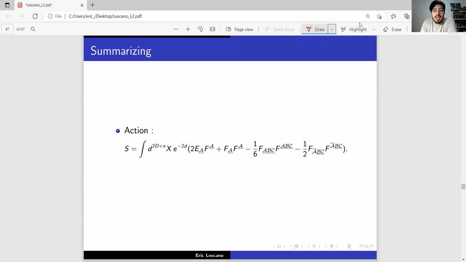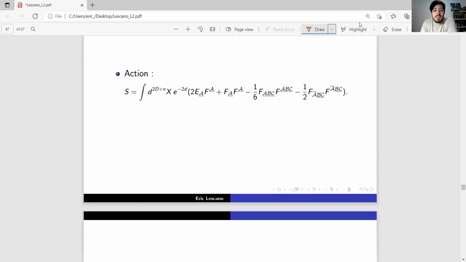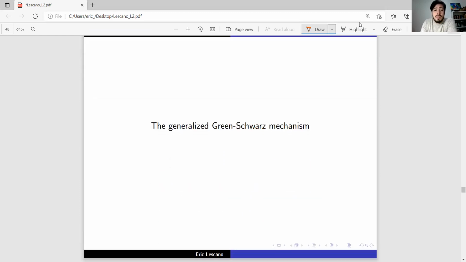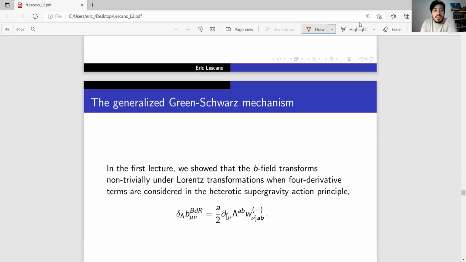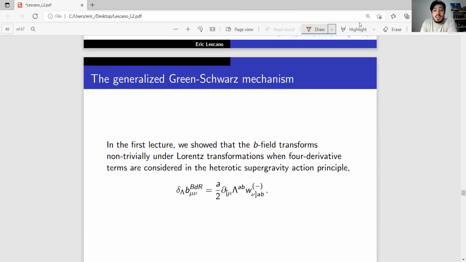And finally, the action is in terms of the fluxes. So in these last 4 minutes, I am going to start talking about the generalized Green-Schwarz mechanism, and in the next lecture, I will finish this part. In the first lecture, we showed this, and also in this lecture, we showed that the B field transforms in this way in the version of the Roux approach. This is the gravitational Green-Schwarz mechanism.